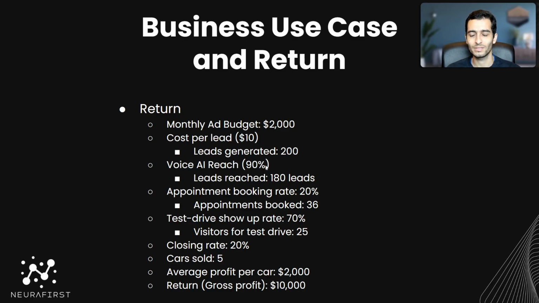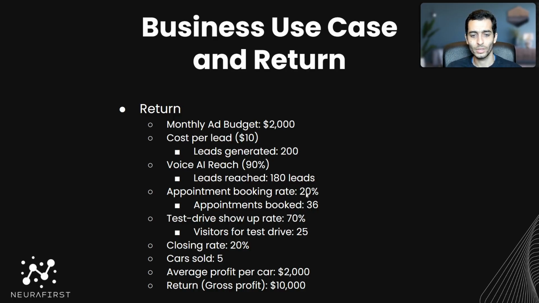Because let's assume that not everybody will put the right phone number. Sometimes they will make a mistake, sometimes they will just write the wrong number, sometimes there will be a foreign number that we can't reach. So let's assume that the voice AI reach is pretty high because, as soon as the lead opts in and fills up his information, he will receive a call. So there is no reason he would be busy, or something like that. So we end up with 180 leads that are reached.